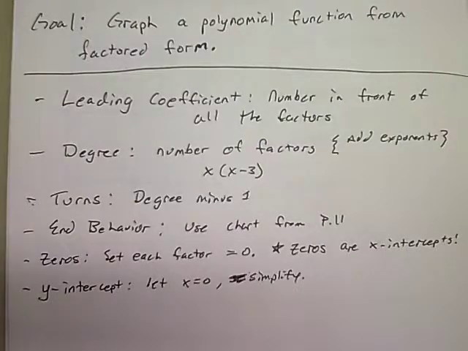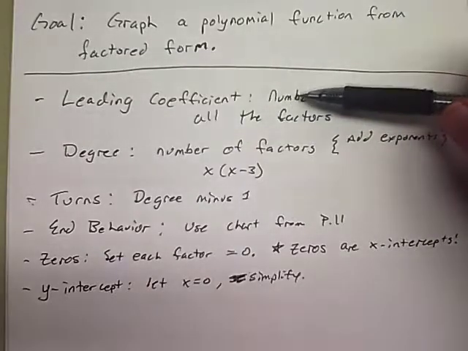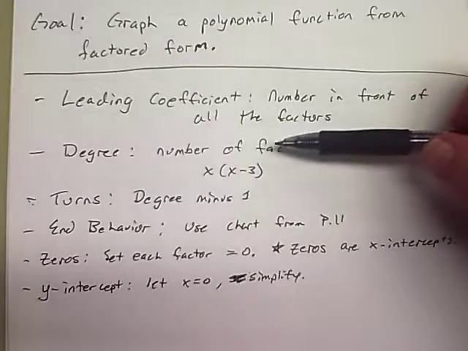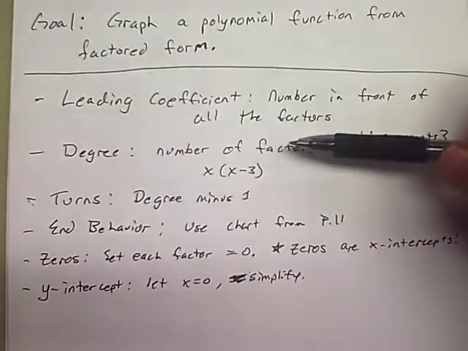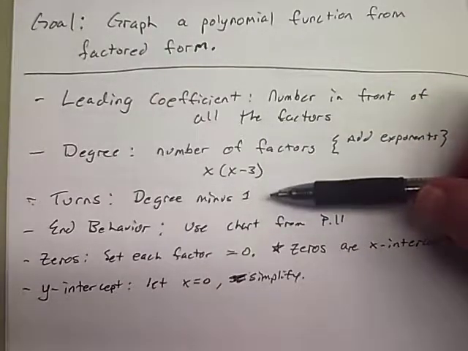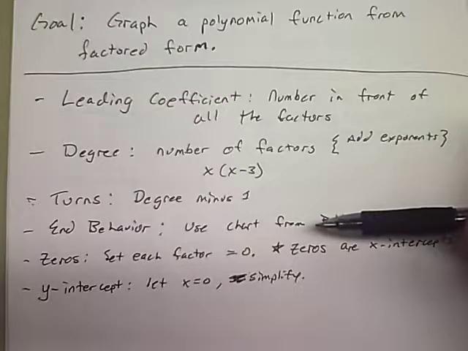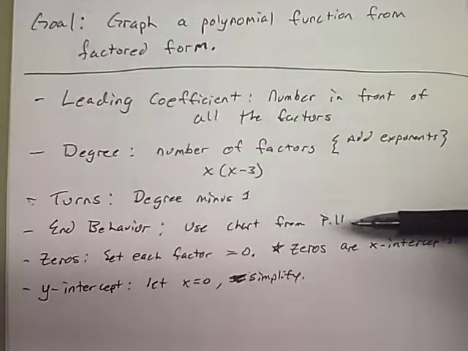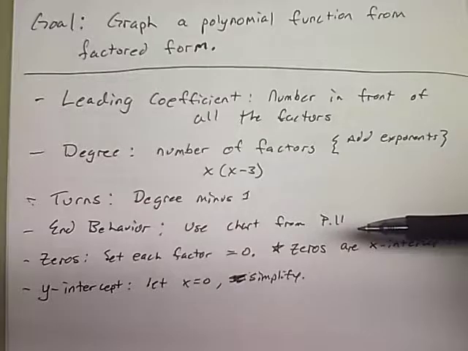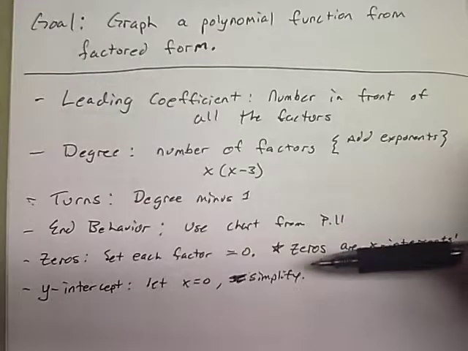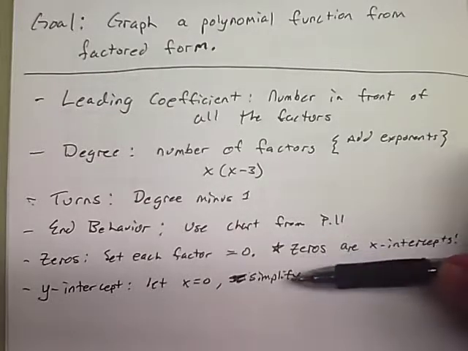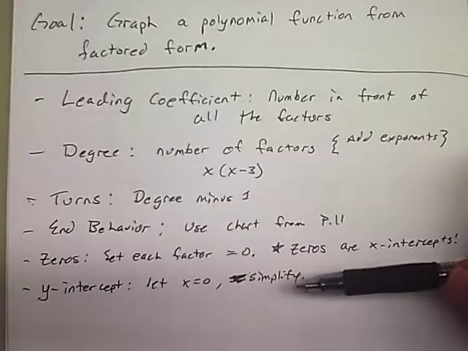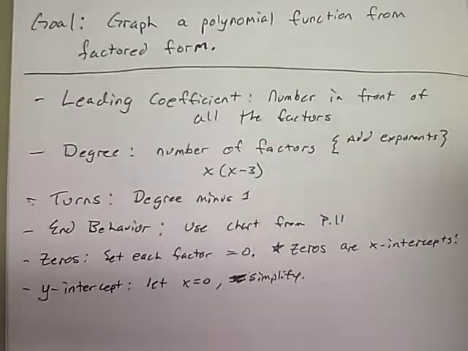All right. So these are all of the characteristics that we need to find. A lot of them you could just look at it and tell. Leading coefficient, we'll just be able to look at it and tell. Degree, look at it and tell. Turns, once we find the degree, the number of turns is really easy. The end behavior, we're going to have to look at that chart from P11. We have to do a little bit of work when it comes to our zeros, and a little bit of work when it comes to the y-intercept. Other than that, this is actually pretty simple.